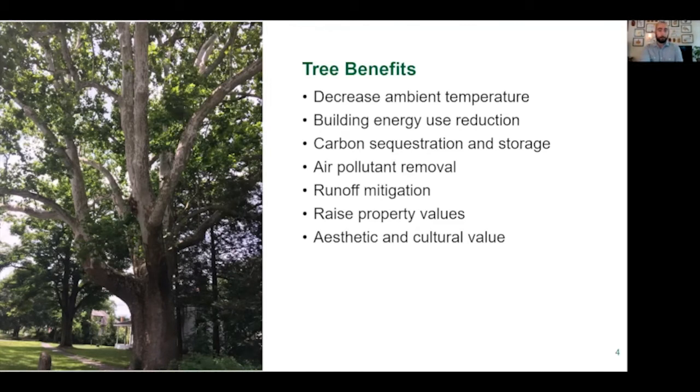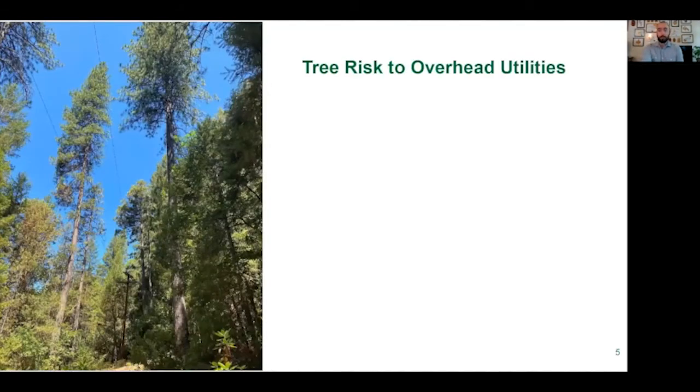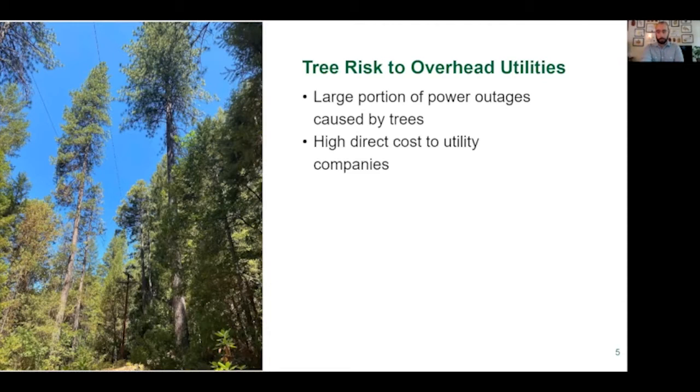However, with all these good things that trees do, there's also risk that they present, especially in proximity to overhead utility lines. A large portion of power outages are caused by tree failures. Trees cause outages in two ways: falling into the lines and growing into them. Failures of individual trees coming down on the lines are by far the largest proportional cause of these outages. And mitigating it is a high direct cost to utility companies in terms of funding tree pruning and removal programs and infrastructure repair.